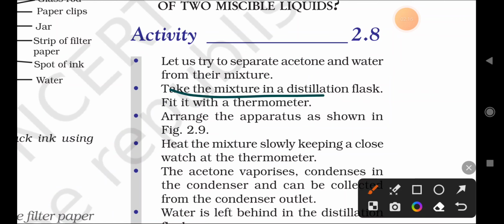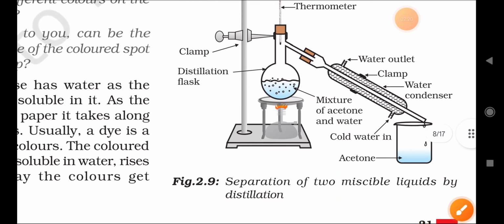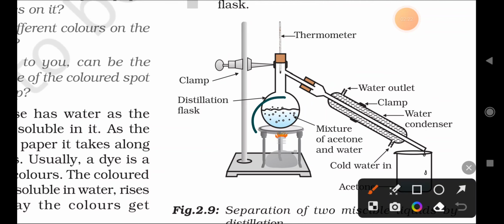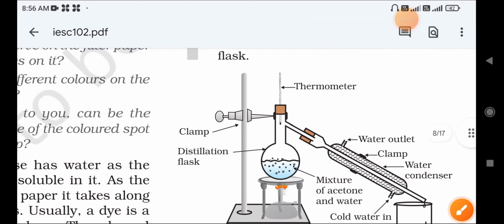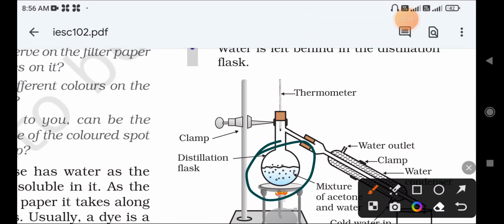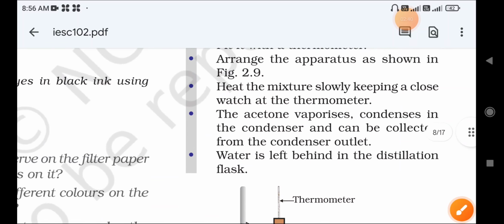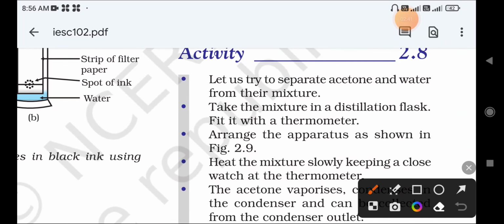Take the mixture in a distillation flask, fitted with a thermometer. You have to pour the solution of acetone plus water into the distillation flask and set the thermometer as shown in the figure. Next, arrange the apparatus as shown in figure 2.9.